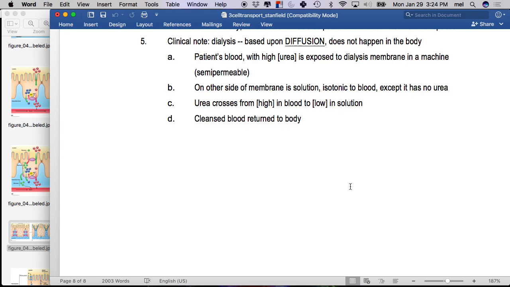Because where does urea come from? You get it by the catabolism of proteins. Can you stop eating proteins? Not if you want to live, okay? So you're going to get urea building up in your bloodstream. I mean, you can change your diet a little bit, but you're not going to be able to completely stop eating protein. So this will build up in your bloodstream.